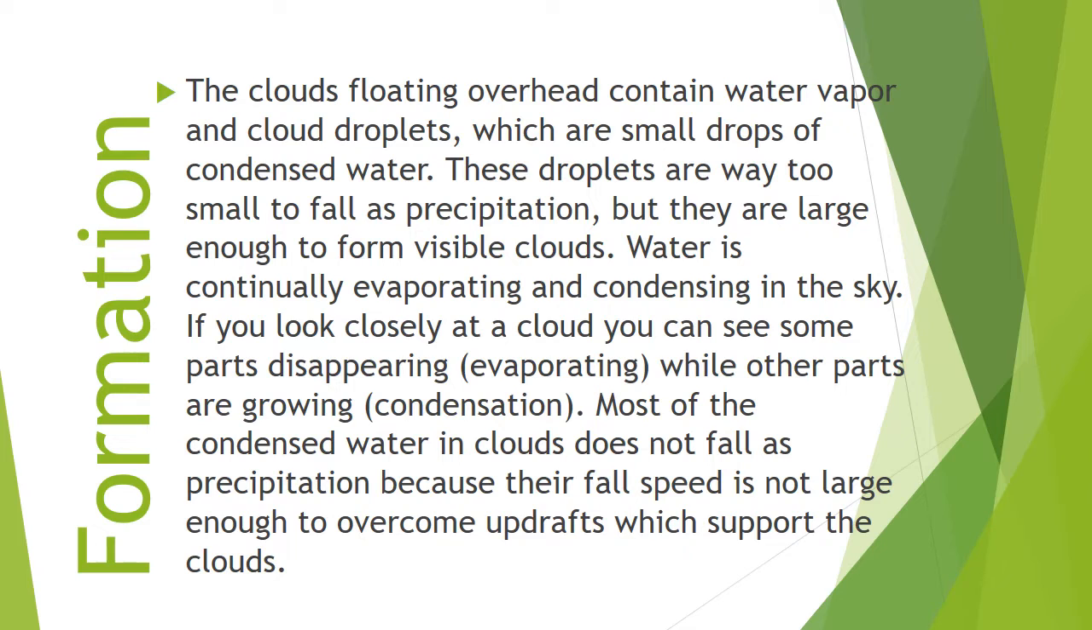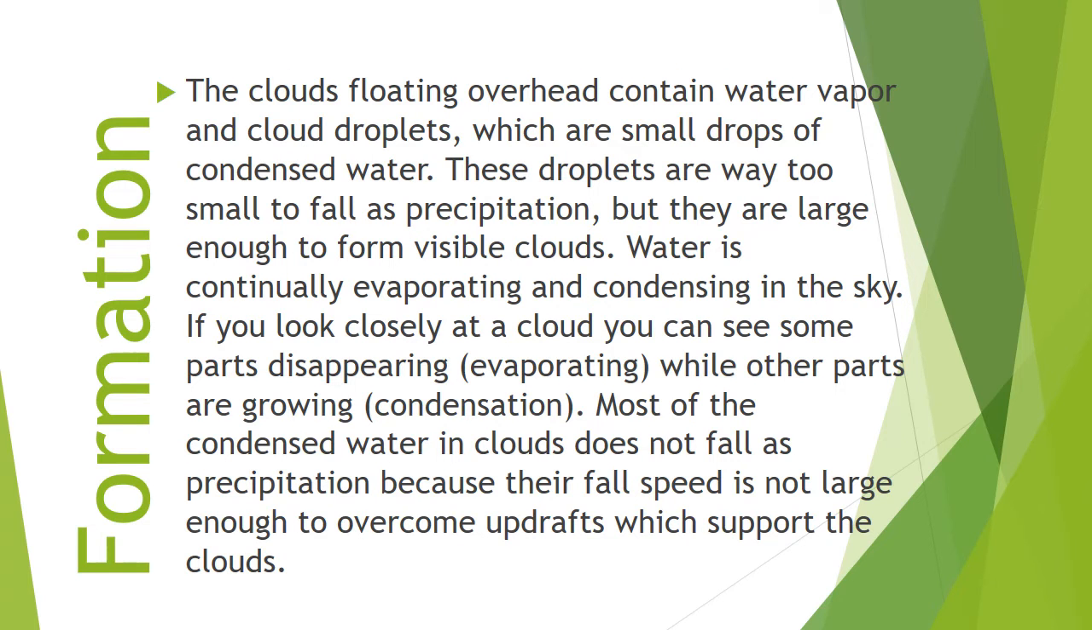So here in the formation, as we already know, in the precipitation process the clouds form up in the sky, and when they become full, they fall as rain. The floating clouds contain water vapor and cloud droplets. These droplets are not yet considered precipitation, because they form a visible cloud.